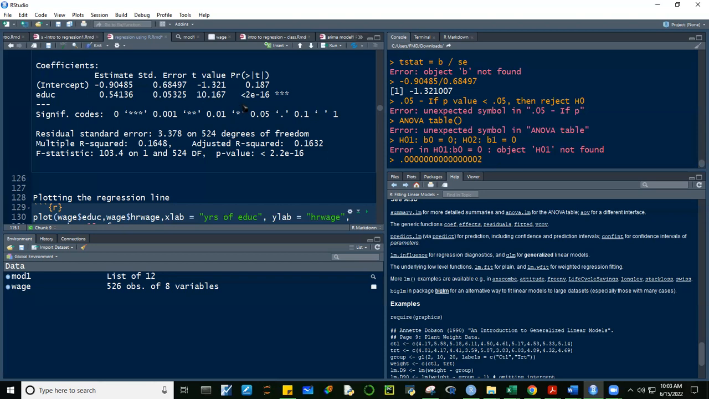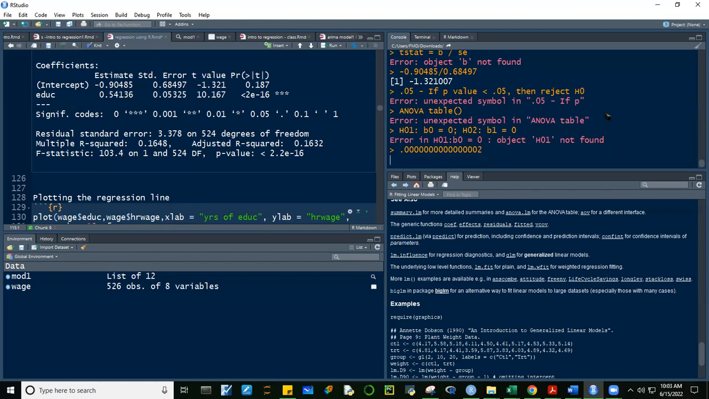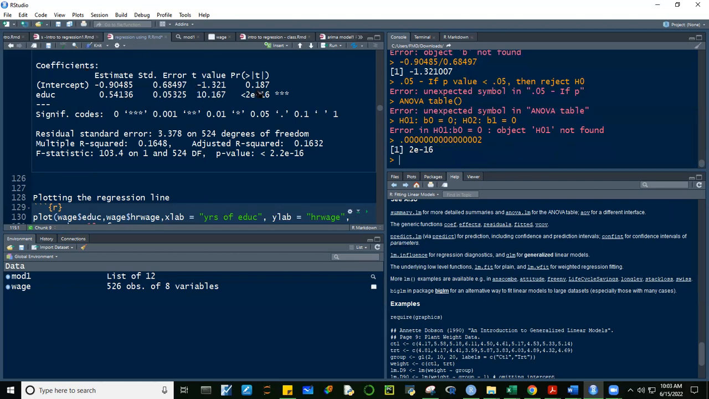So ang conclusion natin dito is that we reject the null hypothesis that education is equal to 0. Okay, there's strong statistical reason to believe that the coefficient for education is not equal to 0. In fact, here the estimate is 0.54136. Okay. Now, with this, guys, we can now have our model.